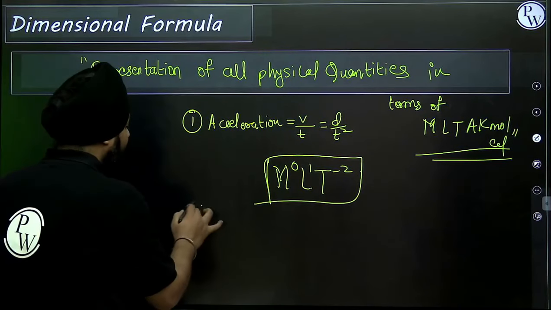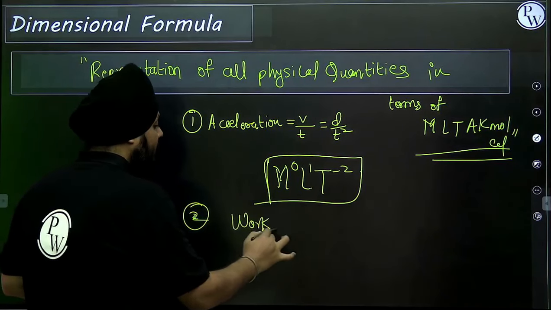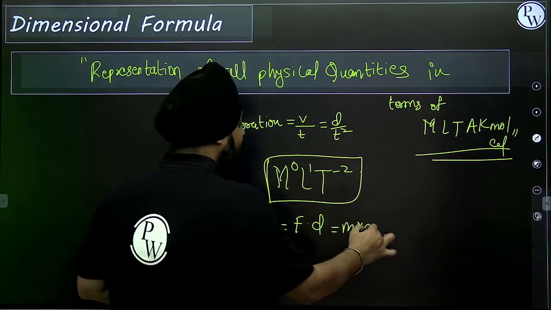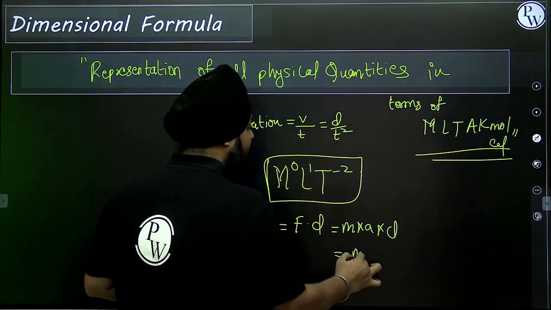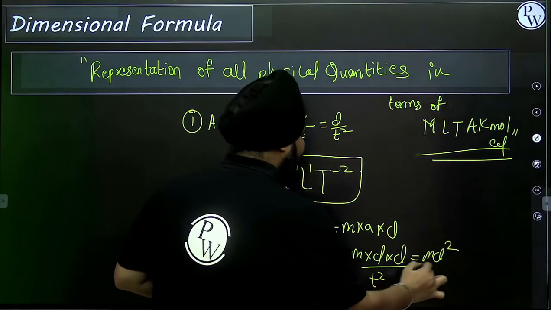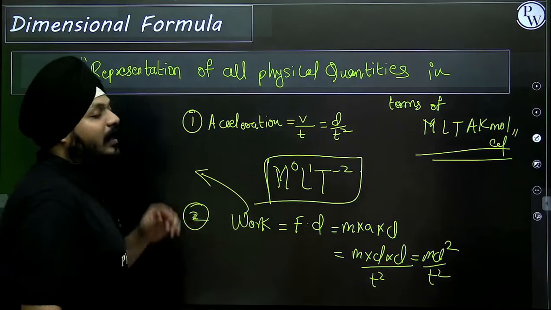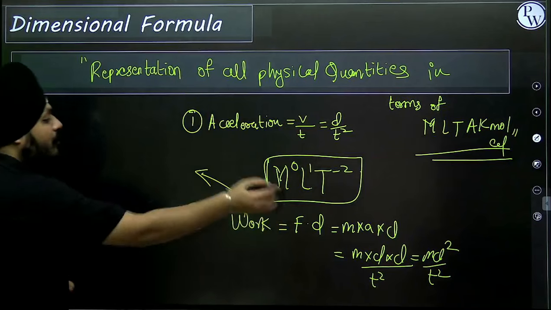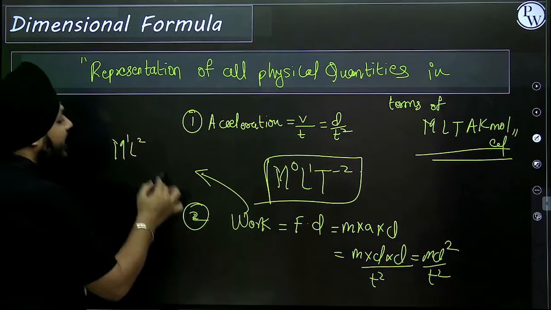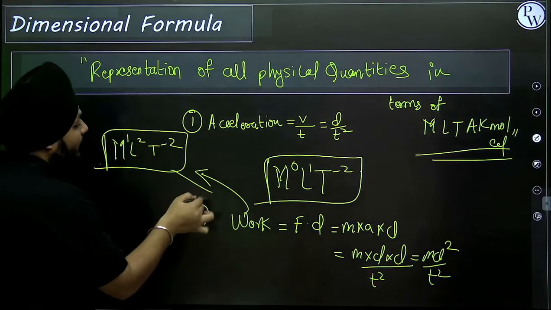Second example, let us take work. Work is force into displacement. Force is mass into acceleration into displacement. Acceleration is distance by time square into distance, so it is m d square by t square. Now, what is the dimensional formula for work? For mass, I'm writing it as M1, power is 1. For length, I'm writing it as L2. Time is in the denominator, so it is M1 L2 T minus 2. This is for work.